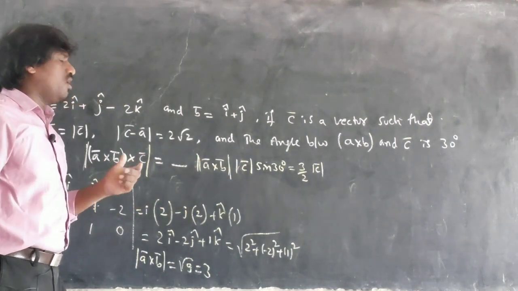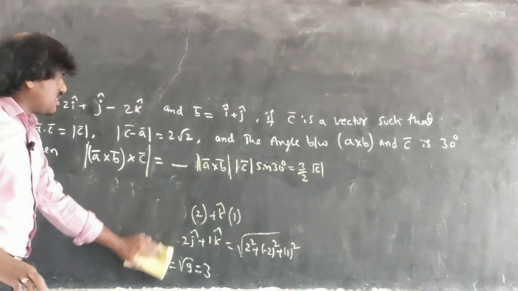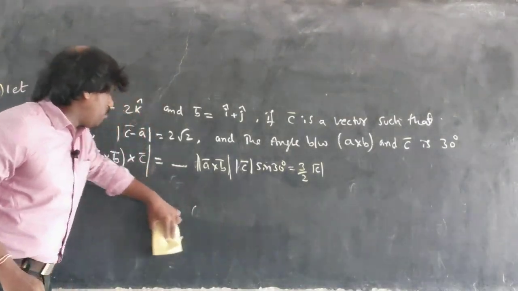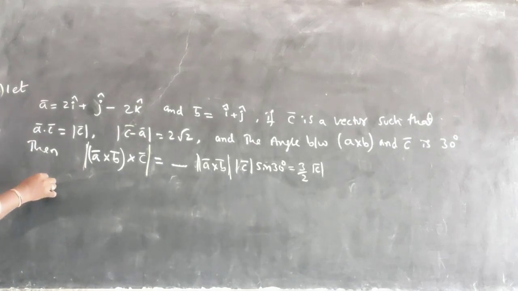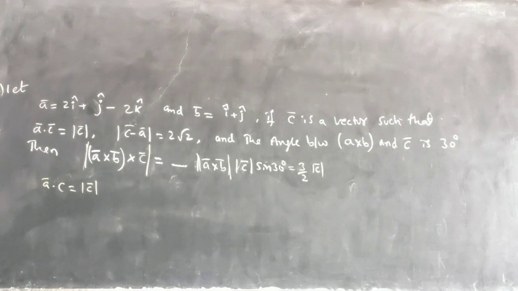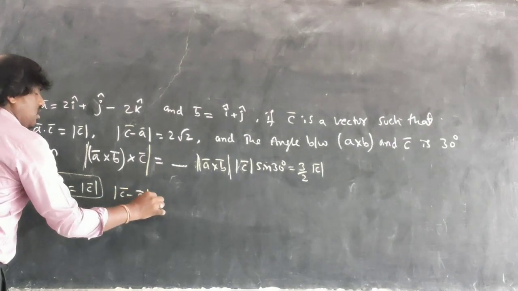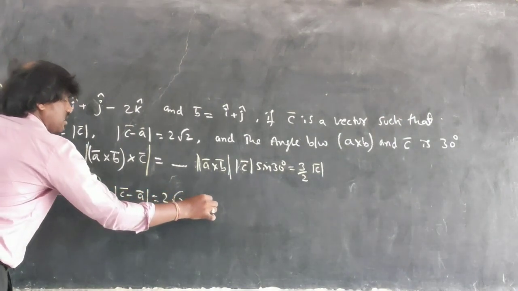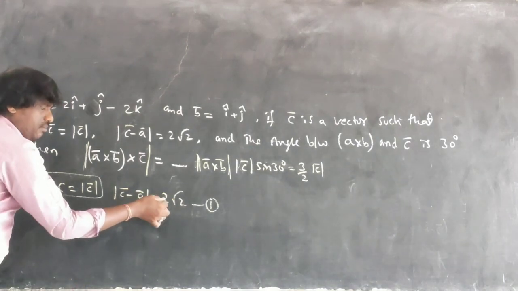So what do I have to find? Mod C value. If I find mod C value, then my work is done. How to find mod C? Just see here, the given conditions you have to use. A dot C is given as mod C. This is one condition. Another condition is mod of C minus A is equal to 2 root 2. Squaring on both sides, 2 root 2 is nothing but root 8.